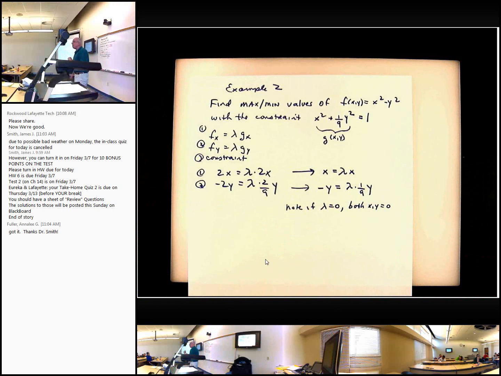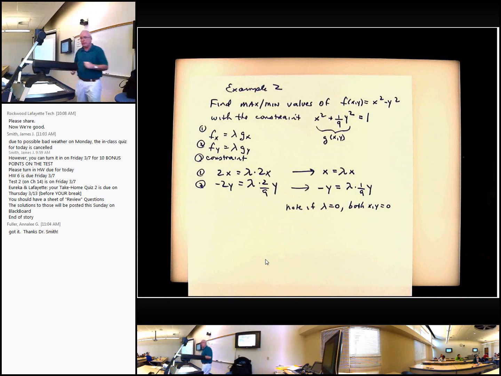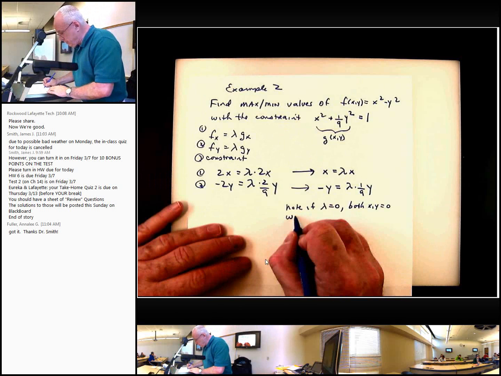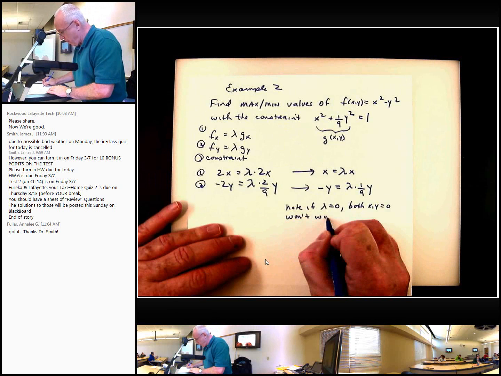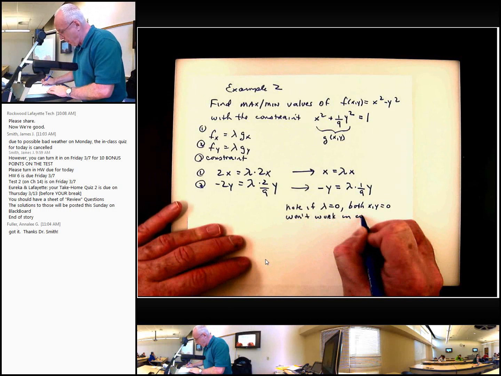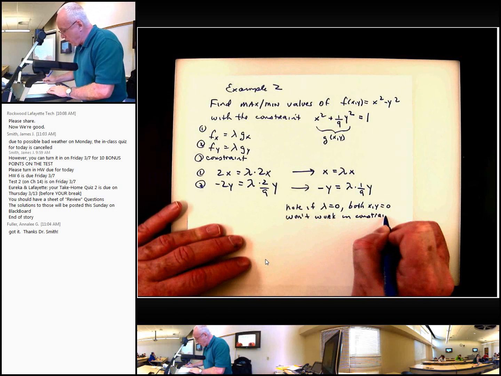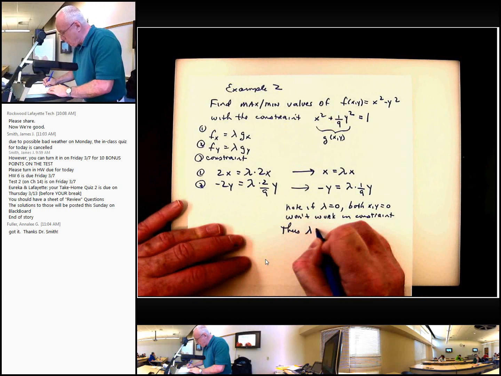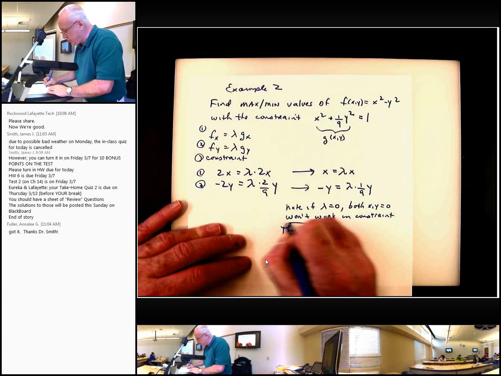Now, that presents a problem, doesn't it? Because what happens if both x and y are 0? Remember, there's a constraint equation that has to be met. What happens to the constraint equation? It won't work in the constraint equation. So therefore, thus, we can know that lambda is not equal to 0.